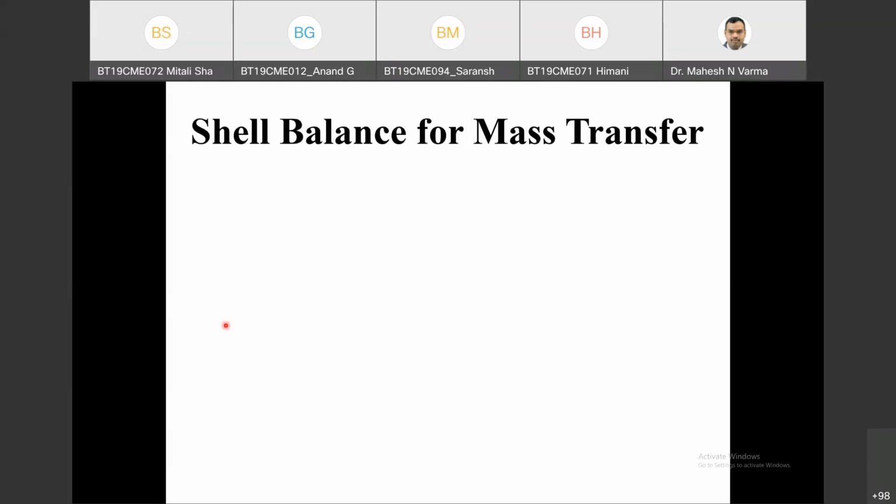Nidhi, roll number 73. What is expected in shell balance for mass transfer? Outcome of this shell balance for mass transfer? It's Fick's law, the equation of Fick's law of diffusion. Fick's law you will get. I am asking the outcome. Outcome from momentum balance is velocity profile, from heat transfer is temperature profile, and here it is concentration profile. So we are doing all this for getting the concentration profile.